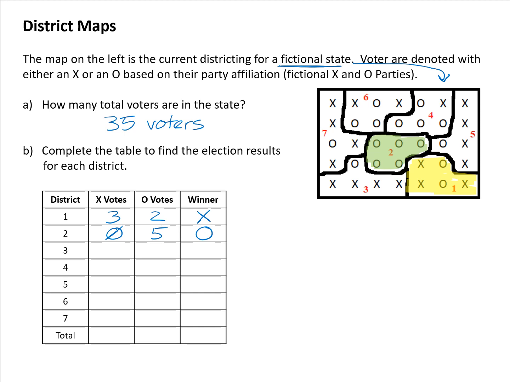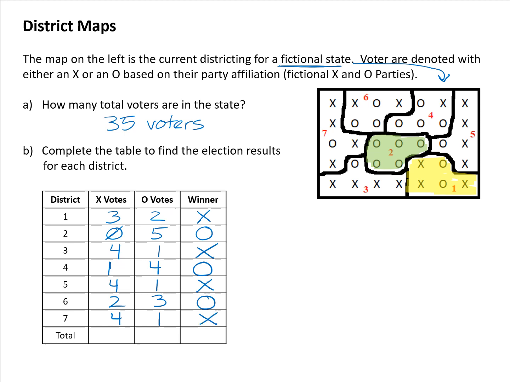And then District 3 has 4 X voters and 1 O voter, so that would go to Party X. District 4 has 4 O voters and 1 X voter, so that would go to Party O. District 5 has 4 X voters and 1 O voter, so that would go to Party X. District 6 is in the top. It has 3 O voters and 2 X voters, so that would go to Party O. And then finally, District 7 has 4 X voters and 1 O voter, so that would go to Party X.